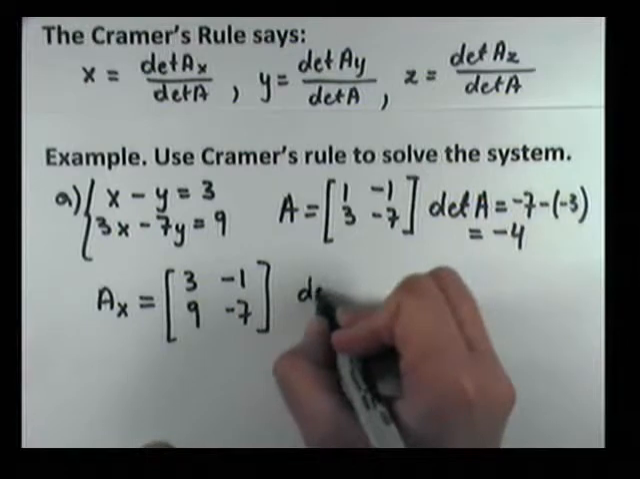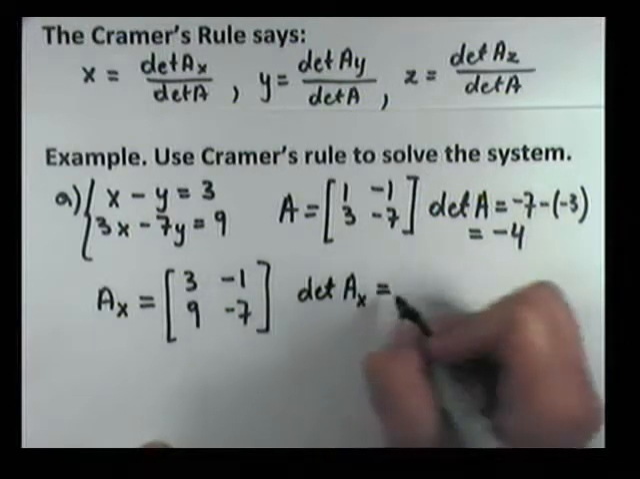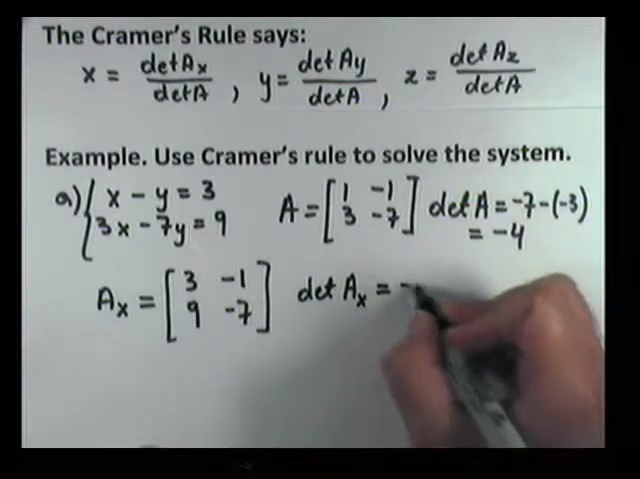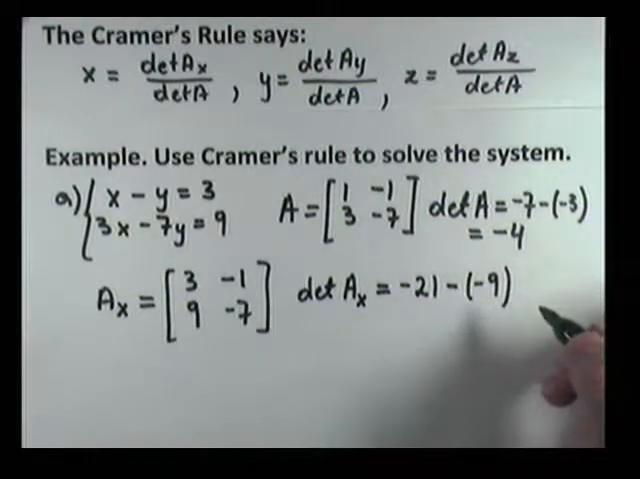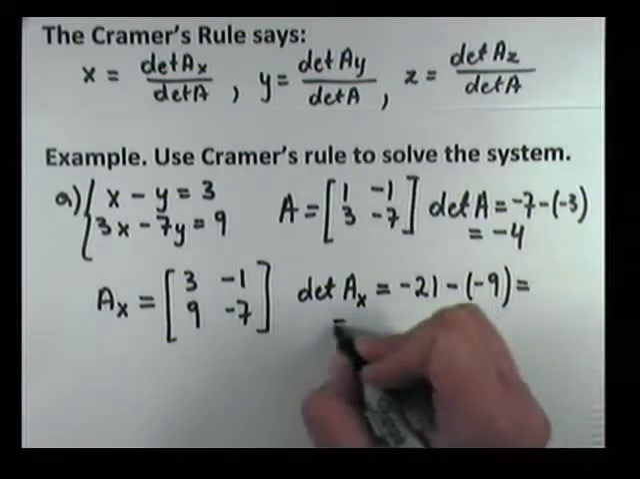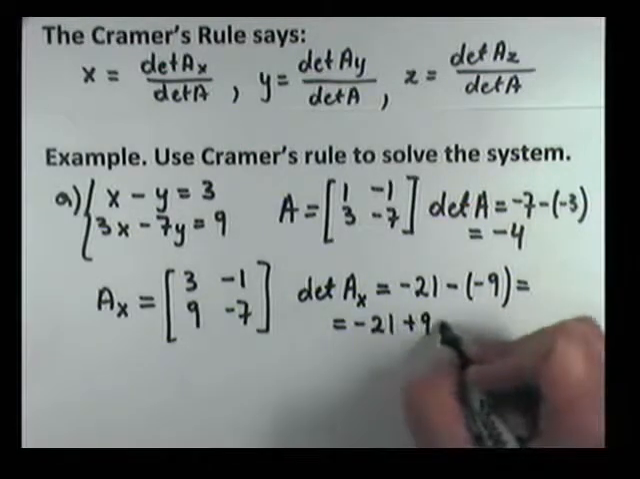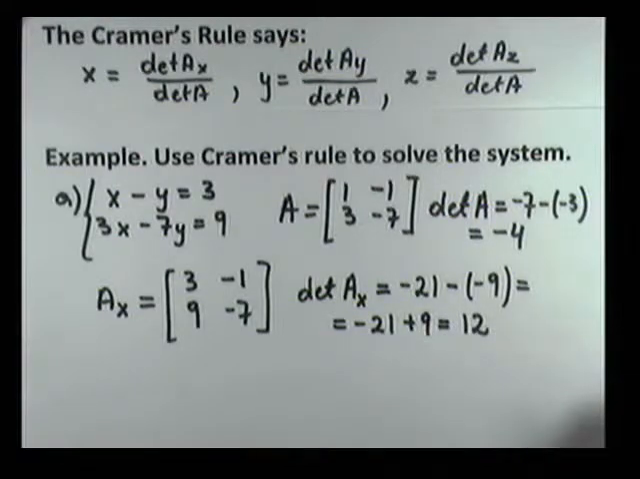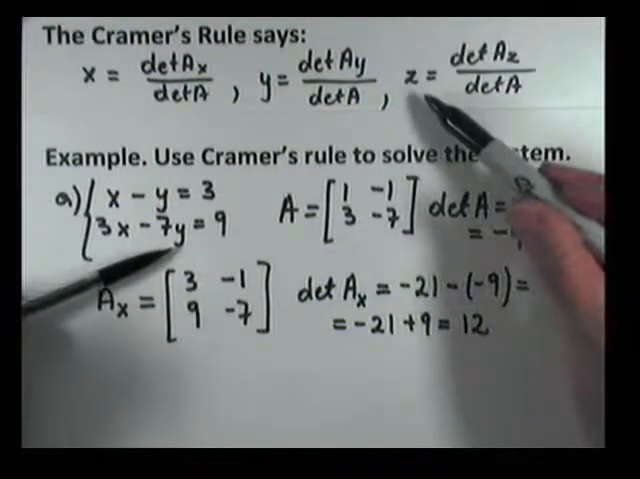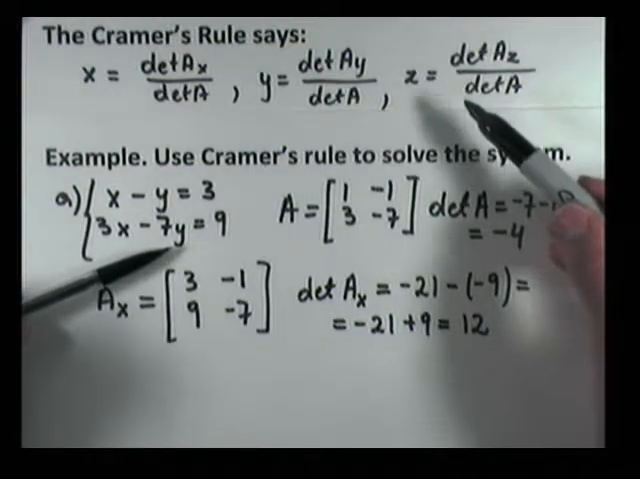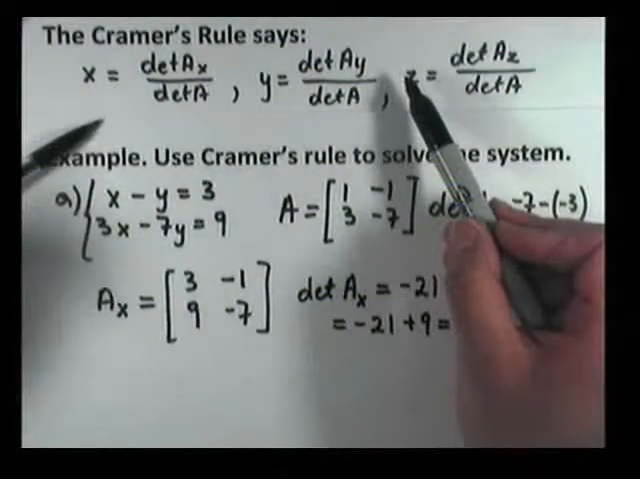So now the determinant of A sub x, cross multiply, is minus 21 minus minus 9, so we have minus 21 plus 9. So this is equal to minus 12. Okay? And the last step, we need the matrix for y. We don't have z because that would be for 3 variables. So we will use only the first part of Cramer's rule.